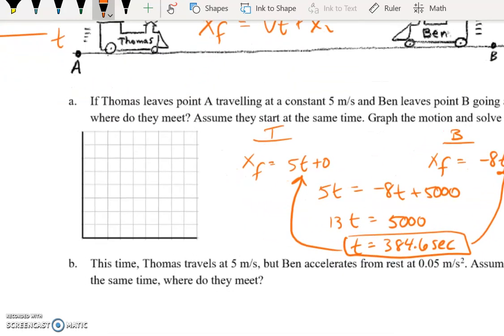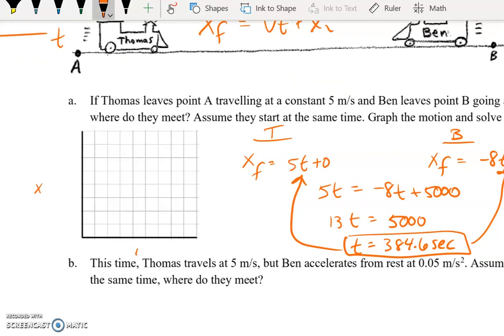So making a graph for this, we've got our position versus time graph. We'll do this in seconds. Position in meters, and I'll just scale this up. So there it's scaled. Ben starts 5 kilometers away. Thomas starts at 0. They're going to meet at 384, 1923. 384, 1923 is about there. Both trains start at the same time. So there's our graph.